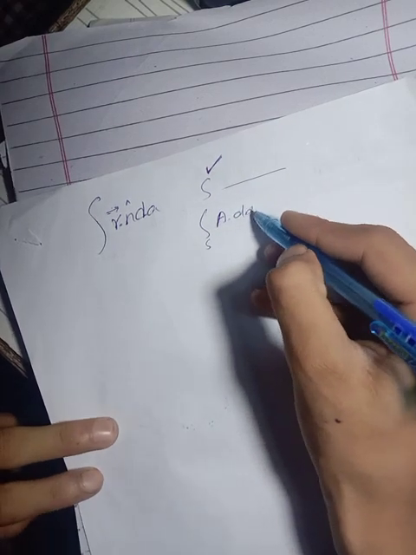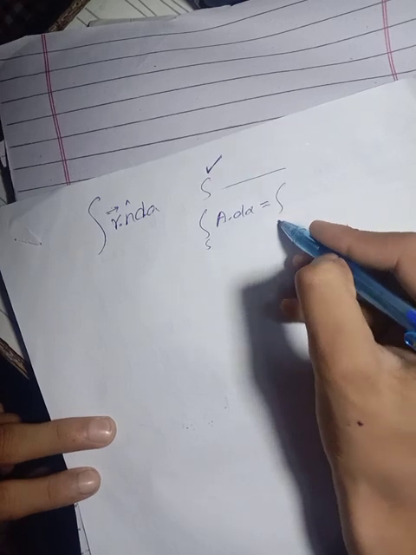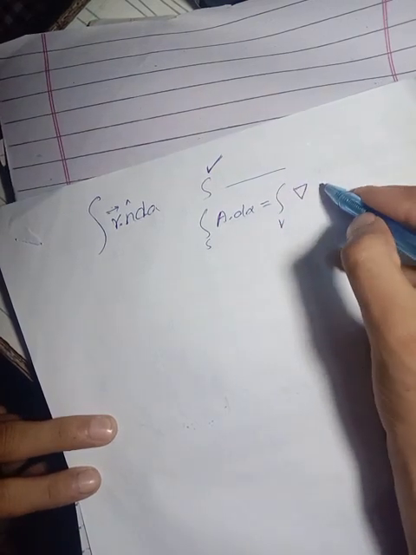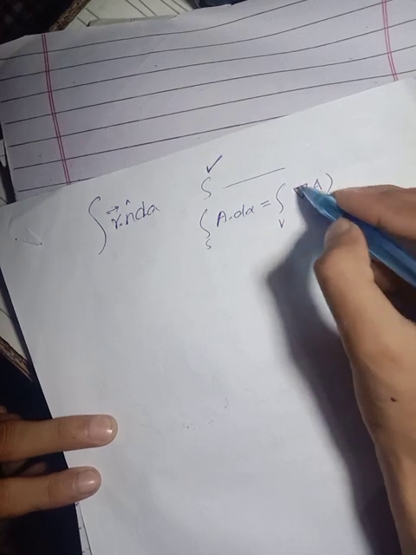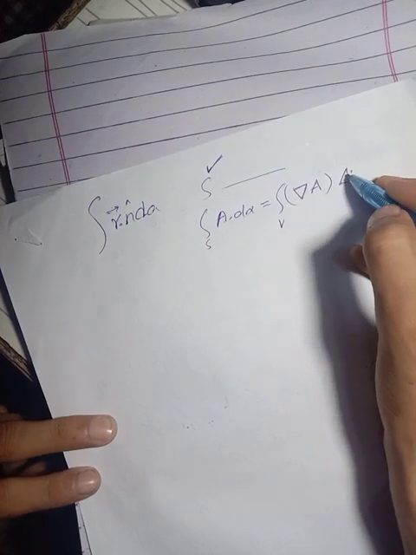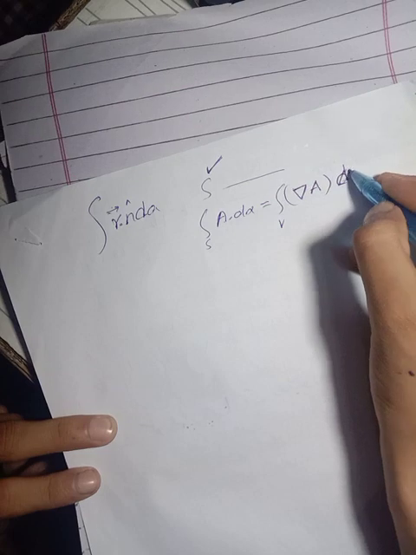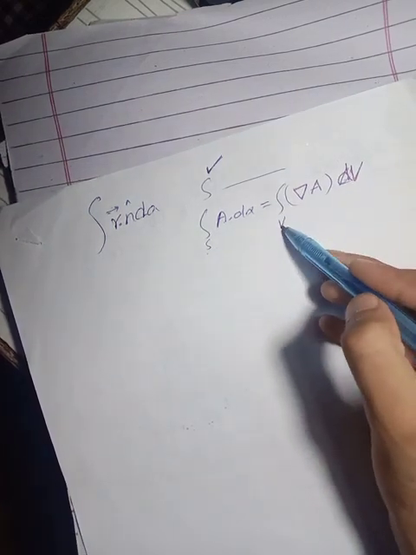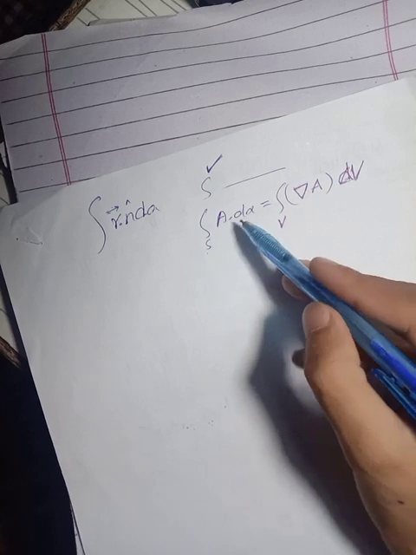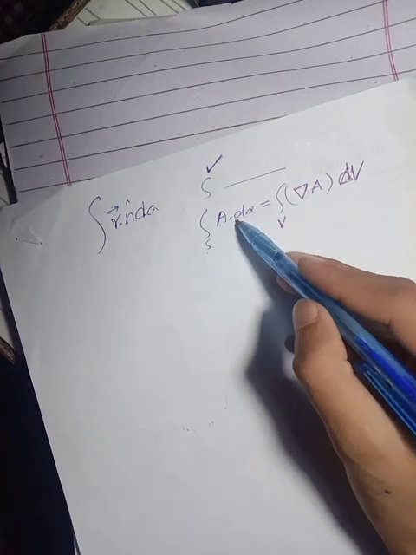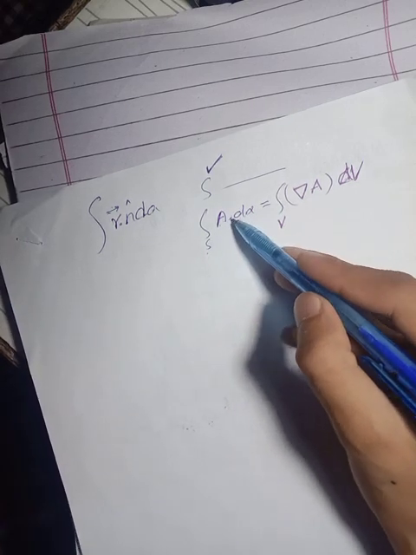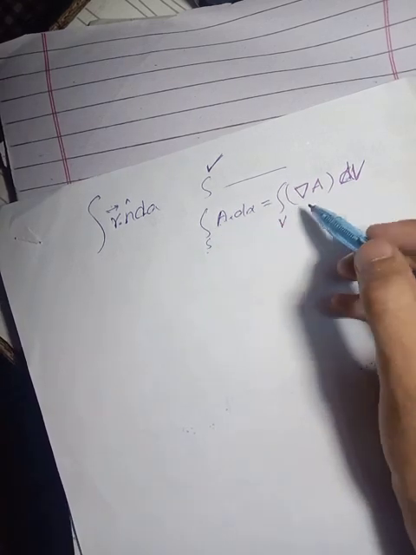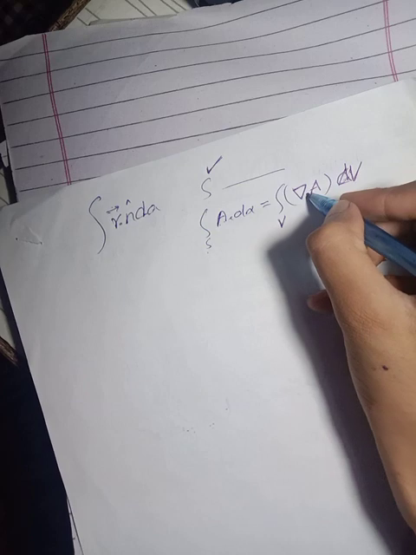A dot dA is equal to a volume integral of the del operator dot A dV, where S is the surface and V is the volume. It is Gauss's divergence theorem: the surface integral is equal to the volume integral of the divergence. Divergence is the dot product.